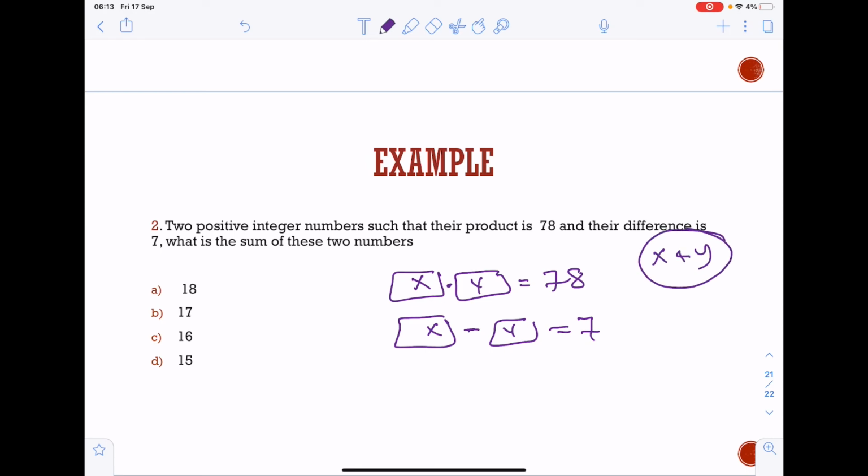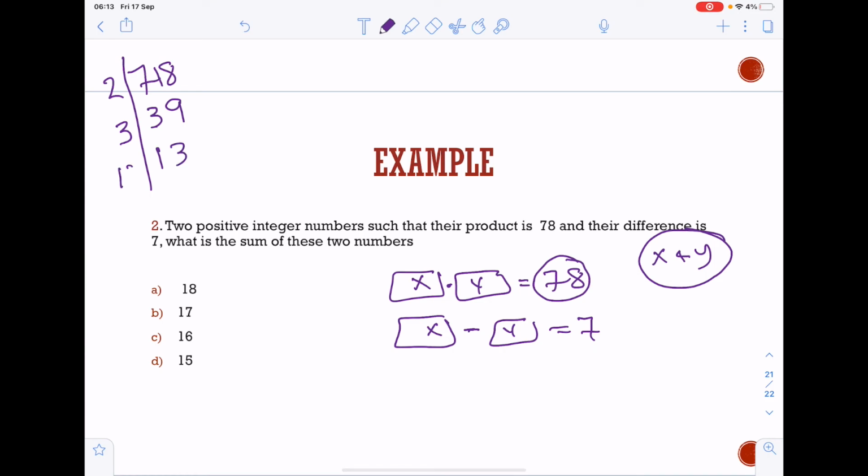Okay, so in order to solve this question, we have to factorize 78. So 78 is divisible by 2. 7 divided by 2 is 3, I'm left with 1. 18 divided by 2 is 9. Then 39 is divisible by 3. 3 divided by 3 is 1. 9 divided by 3 is 3. And 13 is an odd number. So the factors of 78 are 2, 3, and 13.